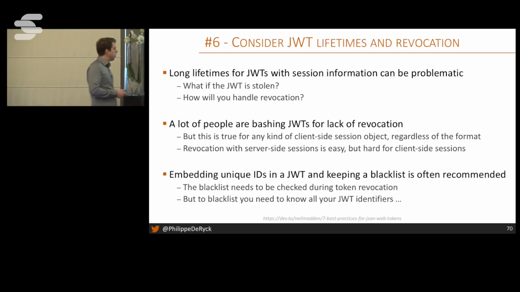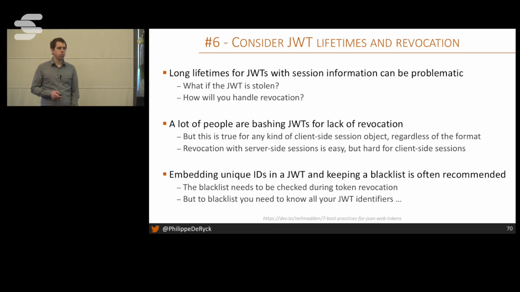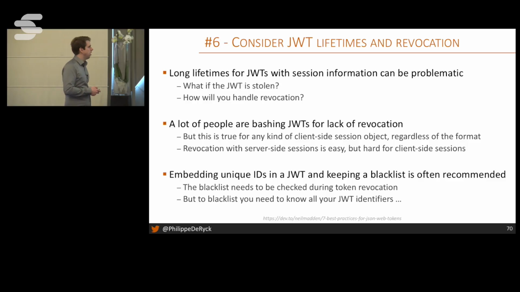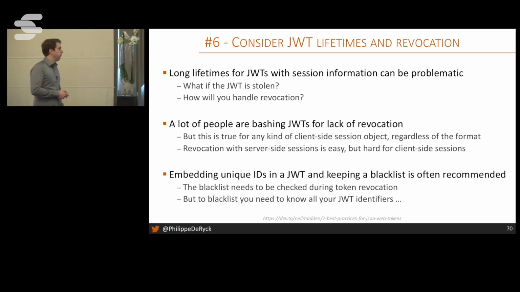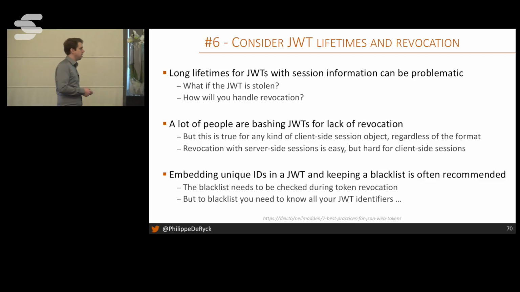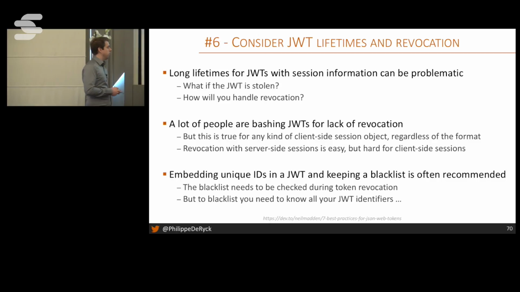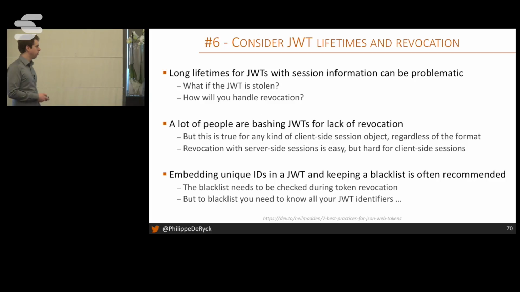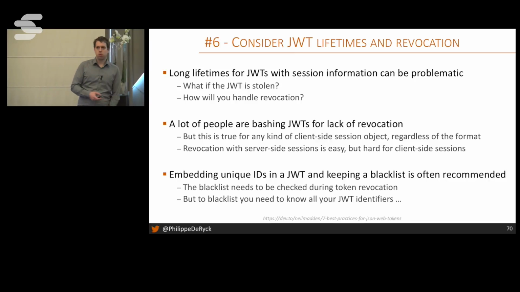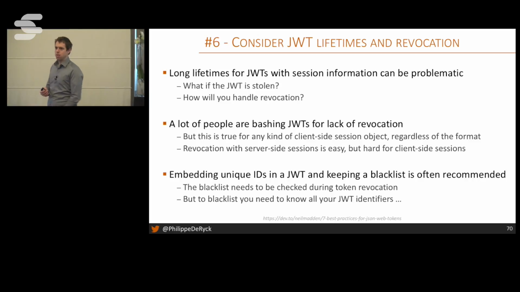So one of the ways that's often recommended is to keep a blacklist of tokens that should no longer be used. You should embed an ID in a token and then simply keep a blacklist, and you can check a token whether it's still valid or not. I'm not so sure whether this is good advice, in the sense that you need to check the blacklist, sure. If you're going to do something with revocation, you're always going to need to check something. But you need to know all of the JWT identifiers up front if you want to blacklist a couple of them. So I'm not sure where this comes from, or whether Ian or someone else has some input on this, but it seems a bit insane to me to do it like this.